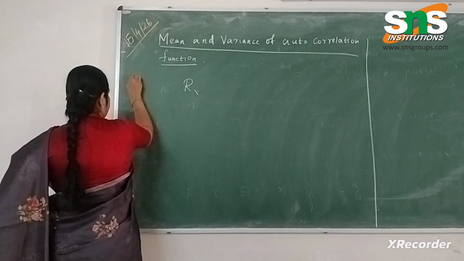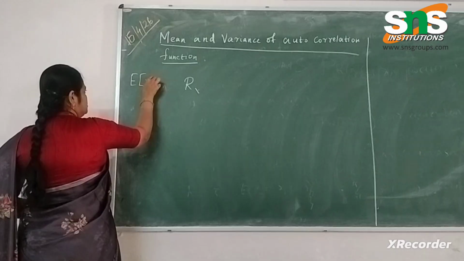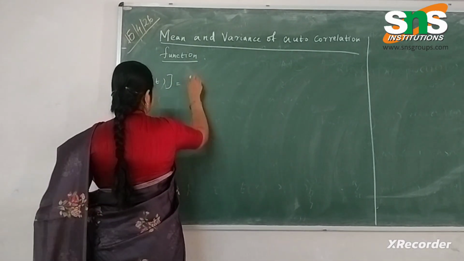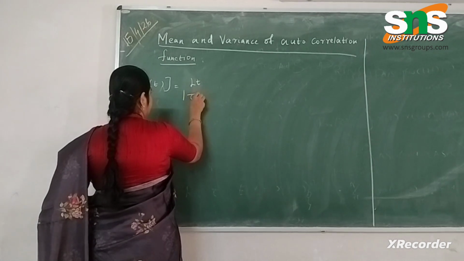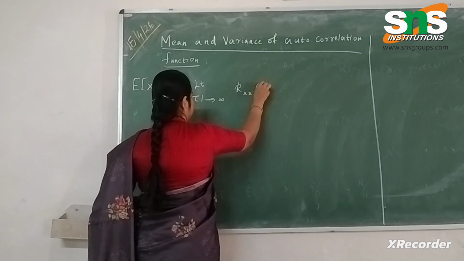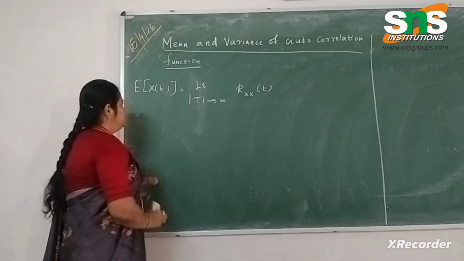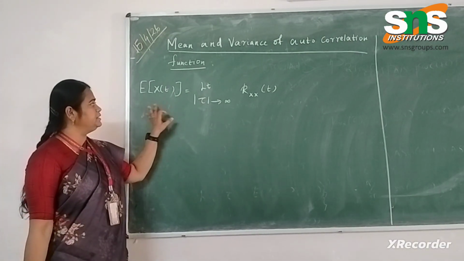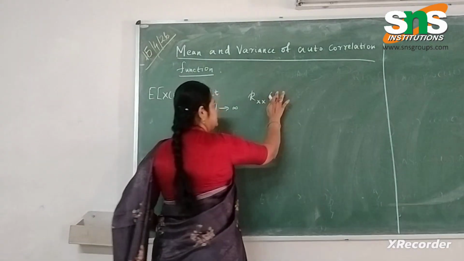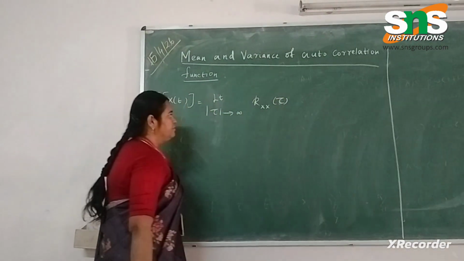The mean is given by E of x of t. So E of x of t is equal to limit modulus of tau tends to infinity r xx of tau. So this is our mean E of x of t, given by limit tau tends to infinity r xx of tau, which is nothing but our autocorrelation function.